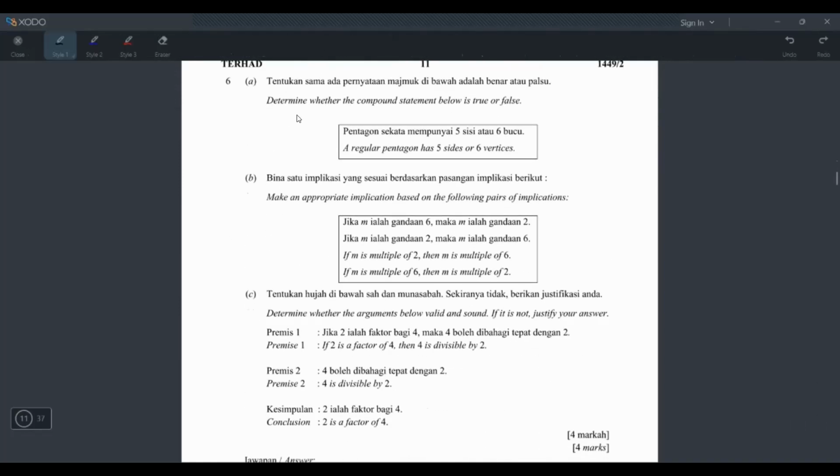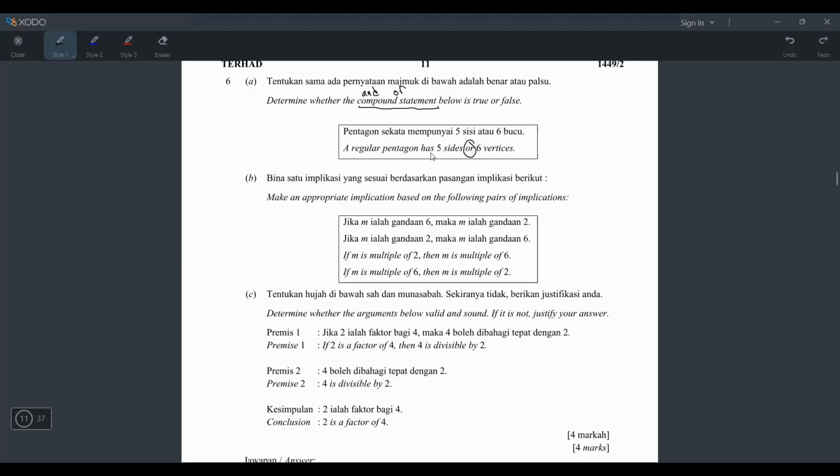Number 6, let's go. Determine whether the compound statement below is true or false. A compound statement means two single statements combined into one. Whenever they combine, they will use the word "and" or the word "or". In this question, they use the word "or": a regular pentagon has 5 sides, or 6 vertices. So the first statement is a regular pentagon has 5 sides, and the second statement is a regular pentagon has 6 vertices.